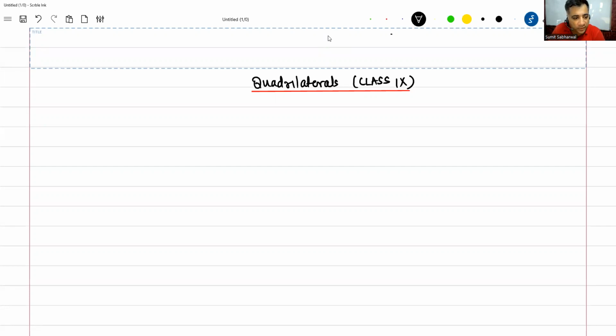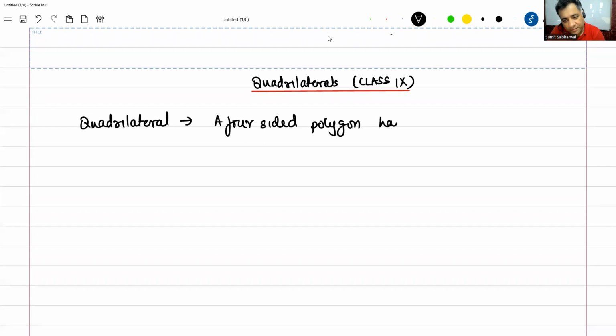So first of all, to start with, what do you mean by a quadrilateral? Quadrilateral can be defined as a four-sided polygon having four vertices, four angles. Okay, four vertices, four angles, two diagonals.